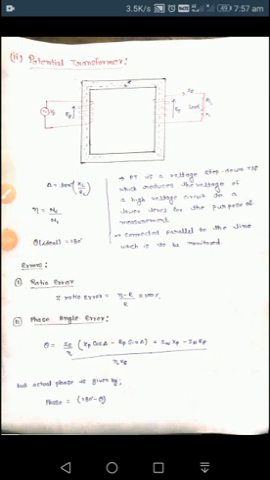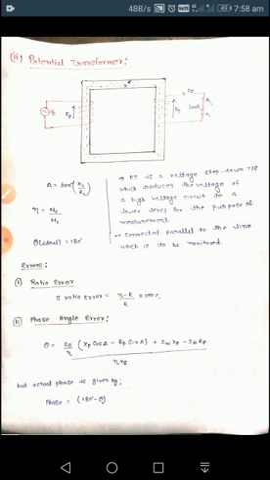Let us now discuss the second type of transformer, that is potential transformer. Potential transformer is a voltage step down transformer which reduces the voltage of high voltage circuit to a lower level for the purpose of measurements. Generally, these are connected in parallel to the line which is to be monitored.